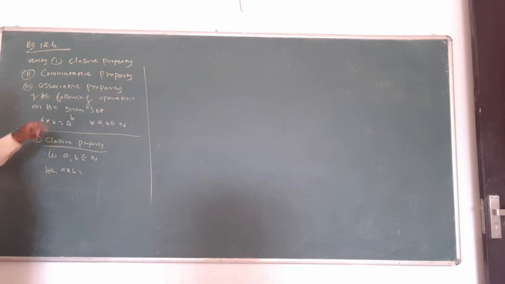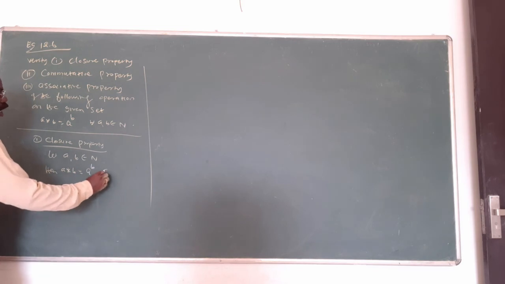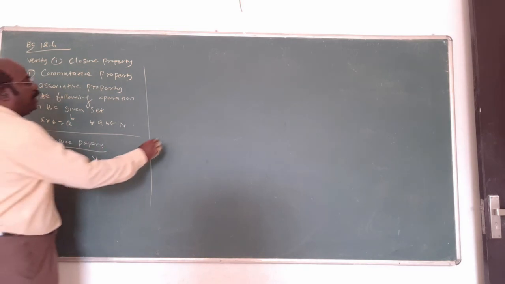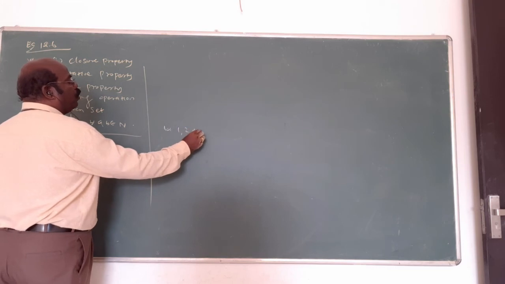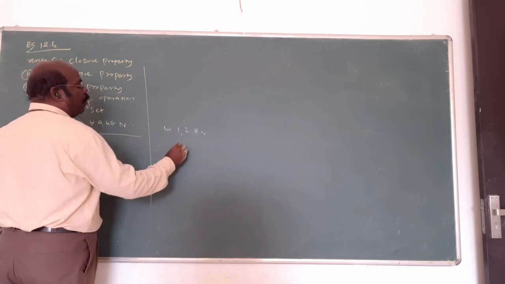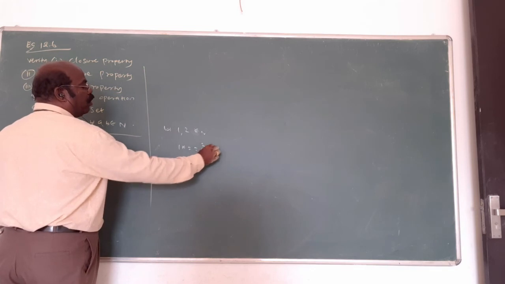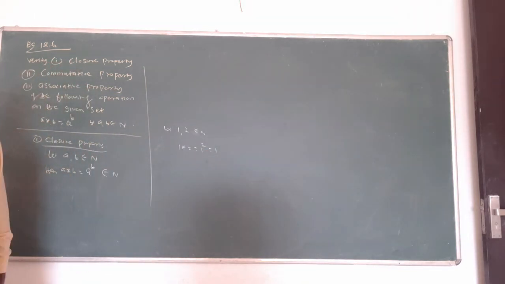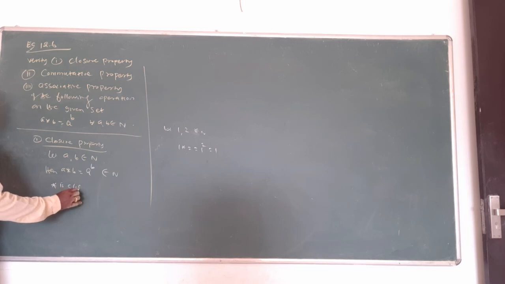a star b equal to a power b. Closure property means it is assumed that 2 elements belong to natural numbers N. Then a star b is what? a power b. This also belongs to N. What is the reason? Suppose I take 1, 2 belonging to N. 1 star 2 is what? 1 power 2, which also belongs to N. That's why in general, a star b equals a power b also belongs to N. Therefore, star is closed on N. Therefore, closure property satisfied.